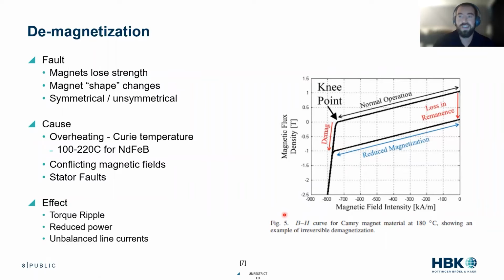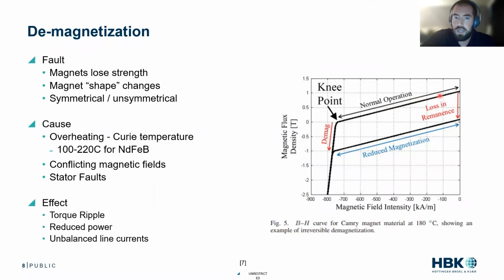Lastly, demagnetization. The fault: the magnets lose strength. The magnet shape changes, or we get asymmetrical magnetic characteristics in the air gap. So what is the cause? Well, permanent magnets don't like hot temperatures, which is unfortunate because motors tend to get fairly hot.